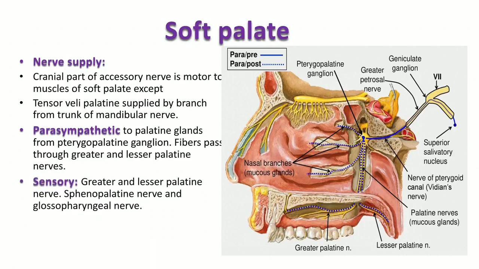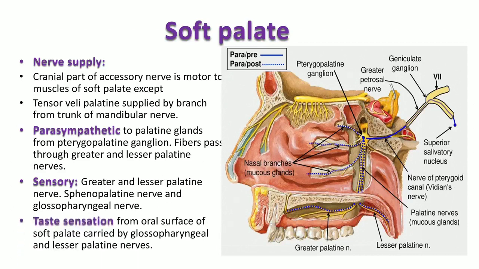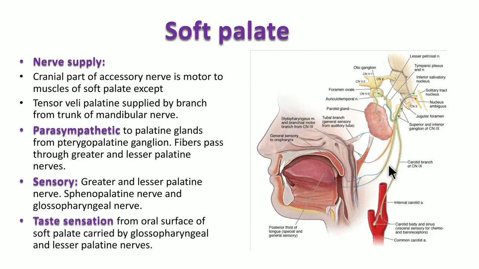Apart from that, I told you about sensations. It has two types of senses. One is the general sensations, mainly through the greater and lesser palatine nerves. Then you have the sphenopalatine nerve and also the glossopharyngeal nerve. Okay, taste sensations. That is the glossopharyngeal nerve which you are able to see here, which also carries the taste sensations to the soft palate, oral surface. The fibers also carry the sensations to the posterior 1/3 of the tongue.